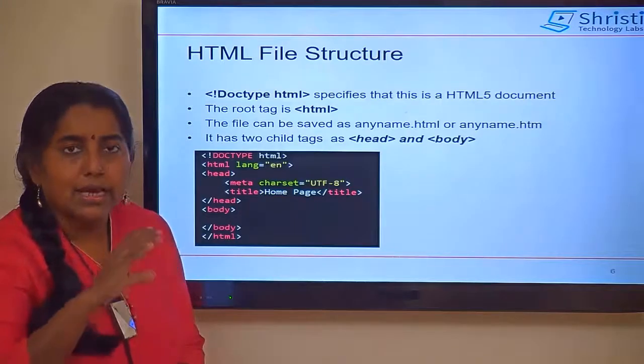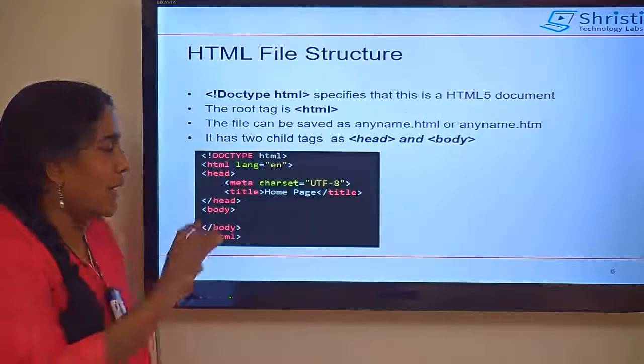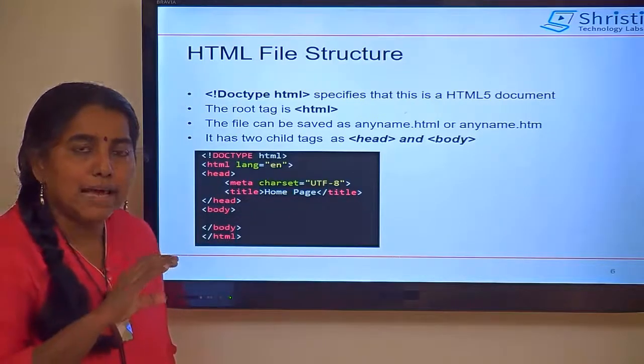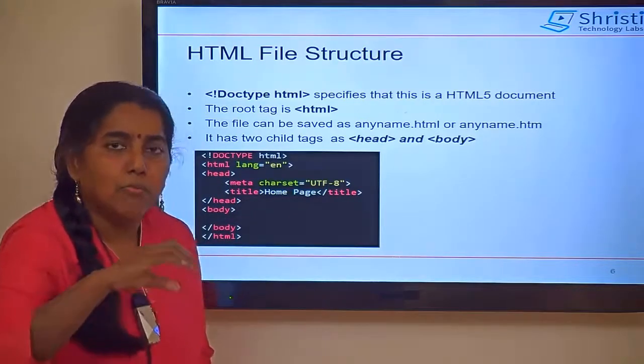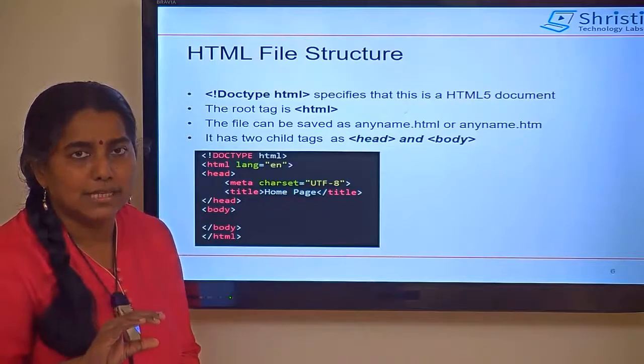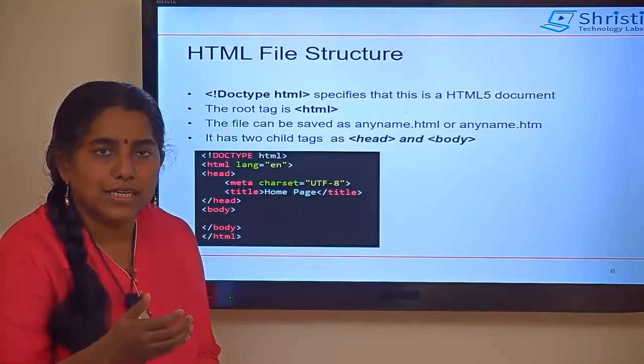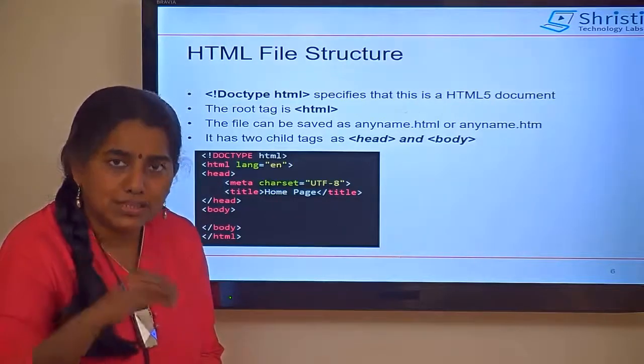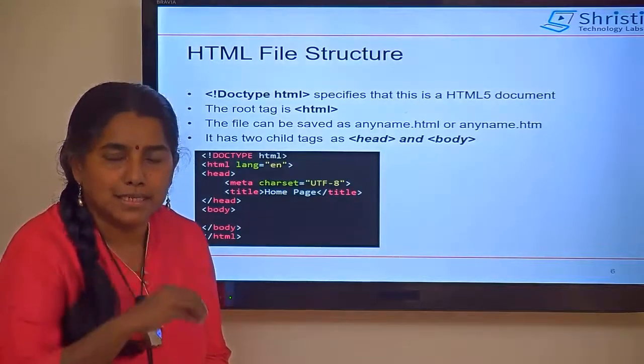This HTML tag has got two child tags. One is the head part, the other one is the body part. Head has its own set of child tags. Body will have its own set of child tags. What is the use of head? Head is a header tag. To give information to this particular page, we are using the head tag.